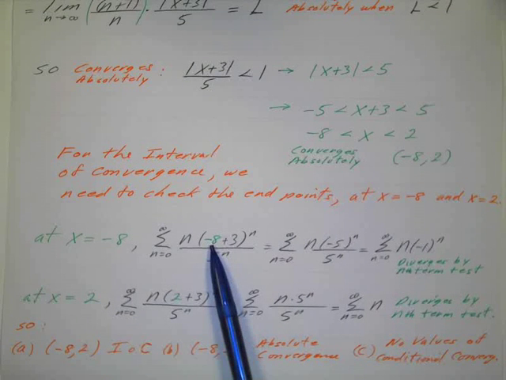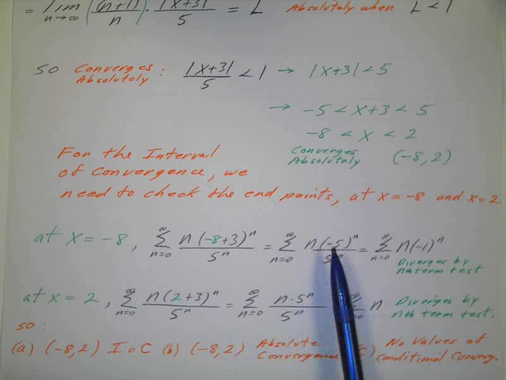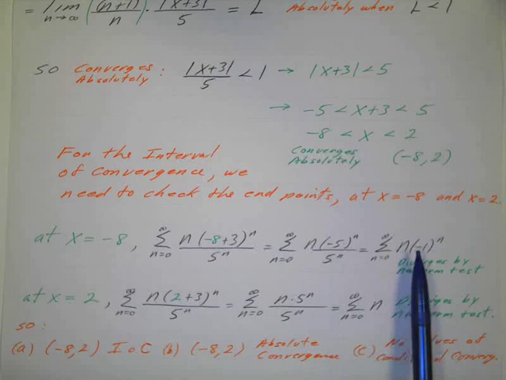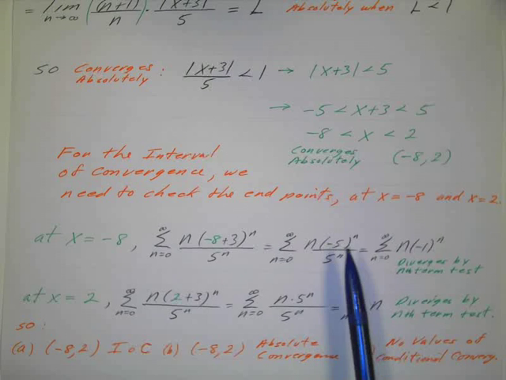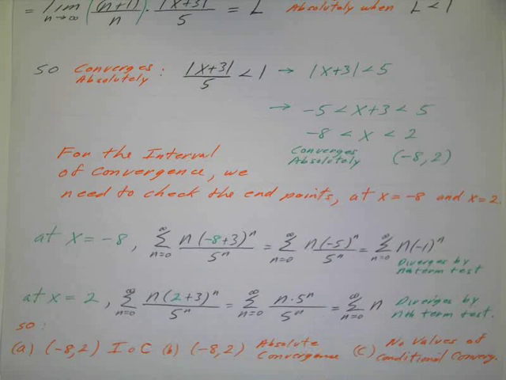So at x equals negative 8, I put negative 8 in here, and I get negative 8 plus 3 is negative 5. So I get n times negative 5 to the n over 5 to the n. I could take out the negative 1. And that just leaves you with 5 to the n.